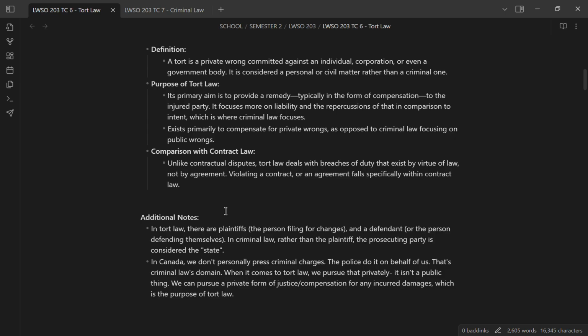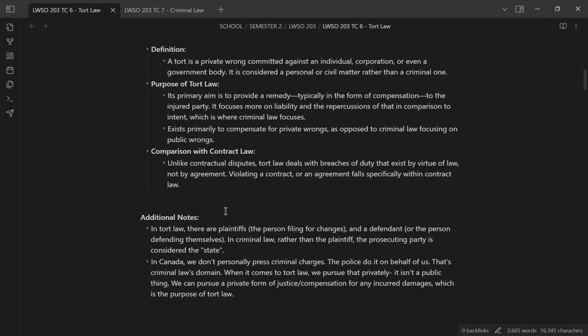A couple of extra things. In tort law, there are plaintiffs, or the person filing for damages, and a defendant, as opposed to a prosecution and a defendant. And just a light thing to touch on, we will touch on it in criminal law, but the prosecution is considered to be the state. That's what it means when you hear that. So yeah, tort law, plaintiff versus defendant, versus criminal law, prosecution versus defendant.